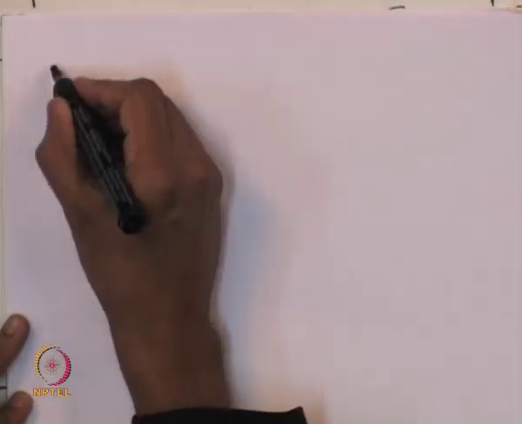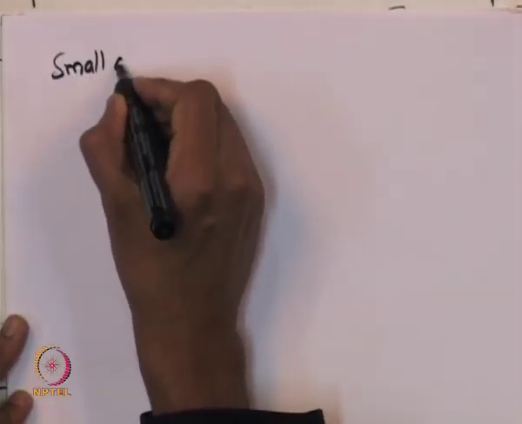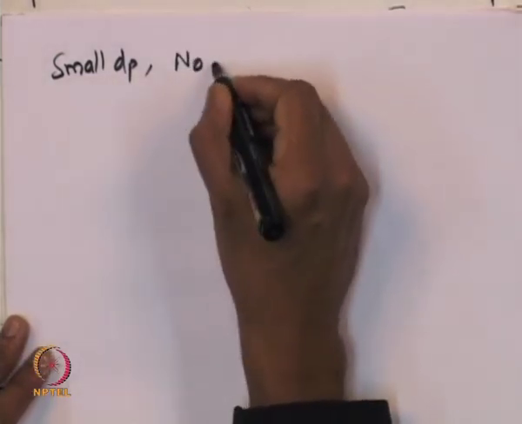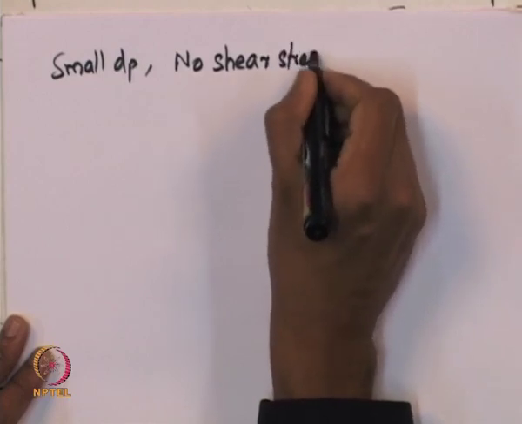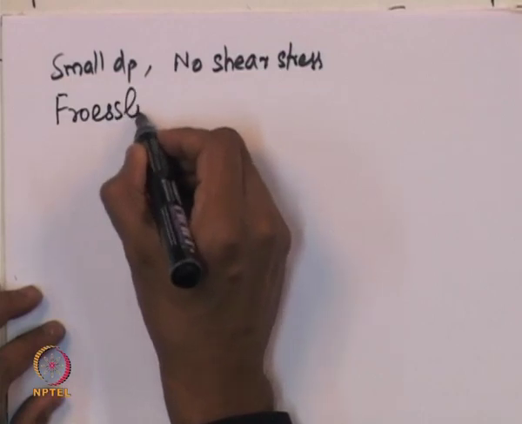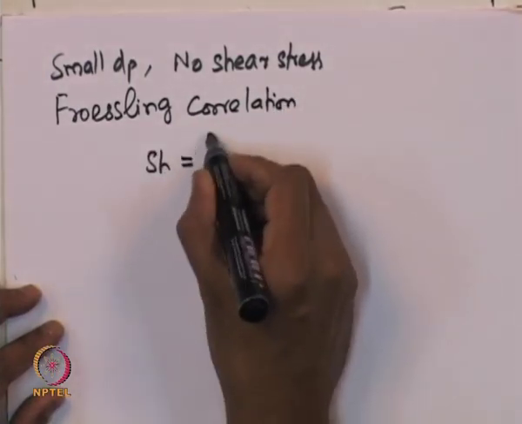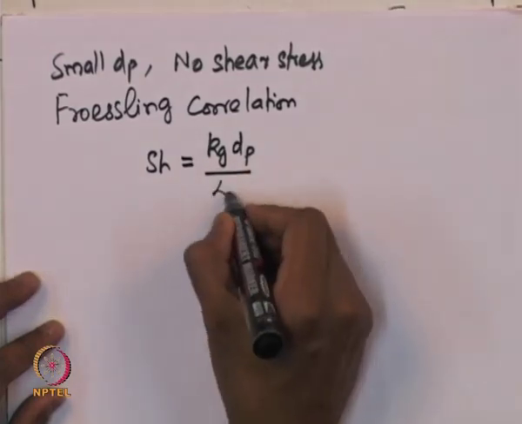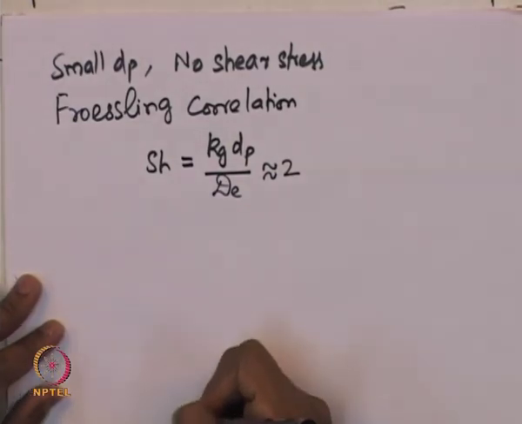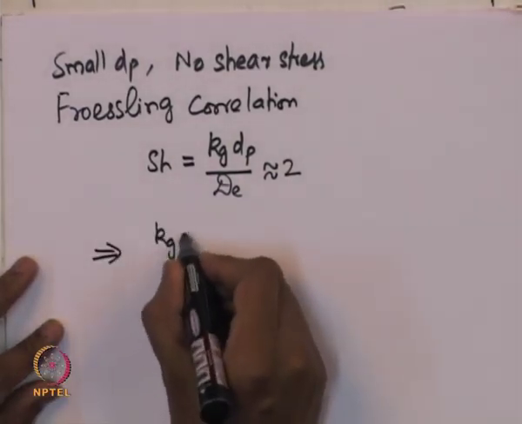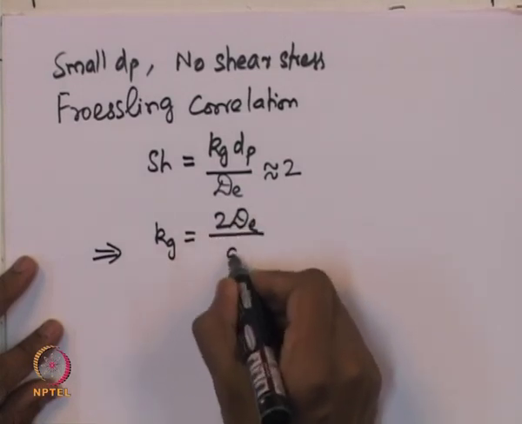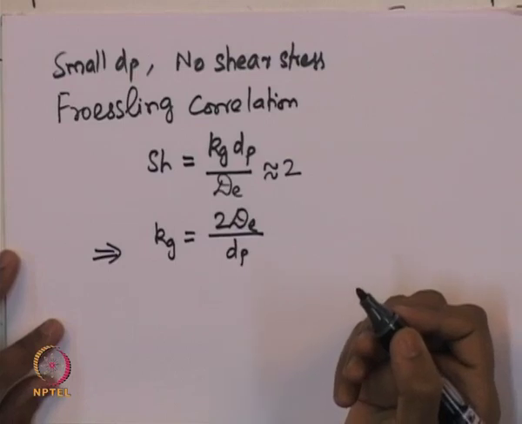Suppose we assume that the particles are small, so under small dp, and there is no shear stress at the boundary of the fluid and the solid. Then, using the Froessling correlation, we can find that the Sherwood number, which is equal to the mass transport coefficient times the diameter of the particle divided by the corresponding diffusivity, is approximately equal to 2. So from here, the mass transport coefficient is given by 2 times diffusivity divided by the diameter of the particle which is actually being dissolved.